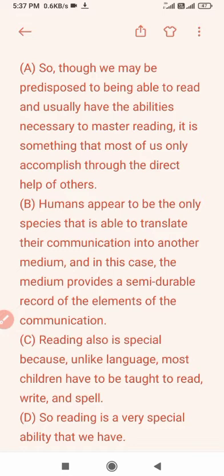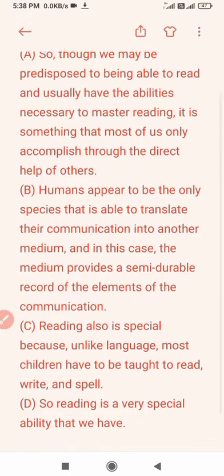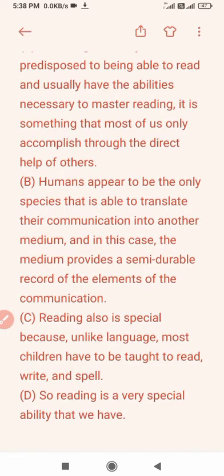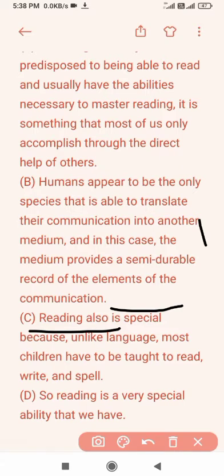Now B: humans appear to be the only species that is able to translate their communications into another medium, and in this case, the medium provides a semi-durable record of the elements of the communication. Maybe this is our introduction sentence, but we are not sure because we also have C and D. Now C, "reading also is also." We can't start the introduction sentence with "also". And at the beginning of D, "so" is given. So this is also not our introduction sentence. Now we are left with B, and B is our introduction sentence. This is the first sentence.